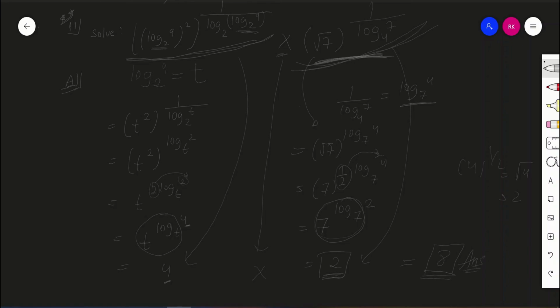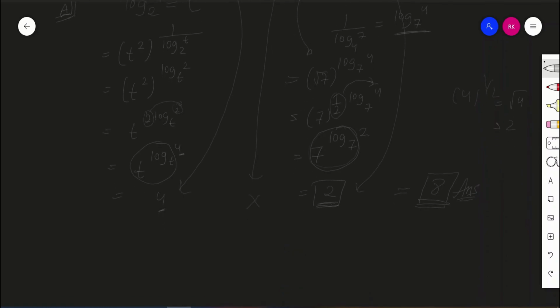Was it that simple? So till now we have covered very basic logs, which we will be further using in integration and differentiation in calculus, but the higher level of logs we will be covering later. In the next video we will be covering differentiation.